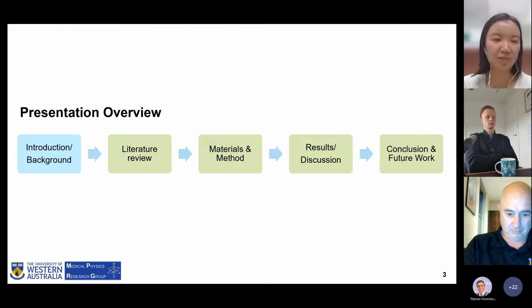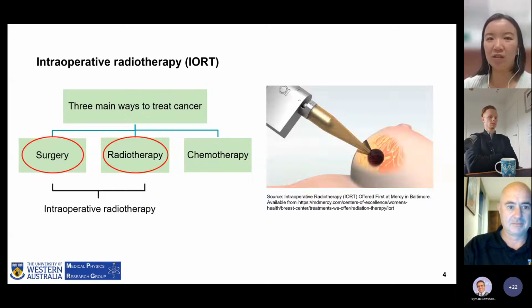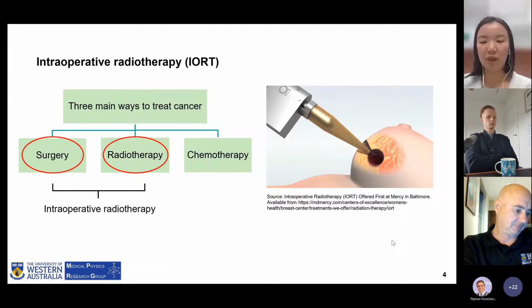The introduction. There are three main ways to treat cancer: surgery, radiotherapy, and chemotherapy. Intraoperative radiotherapy combines the first two. Imagine you've got a patient who has had the bulk of their tumour taken out in surgery. There may be some tumour cells that can't be seen to the eye. You can fit in what's called the Intrabeam probe and it'll kill off any remaining cancer cells.